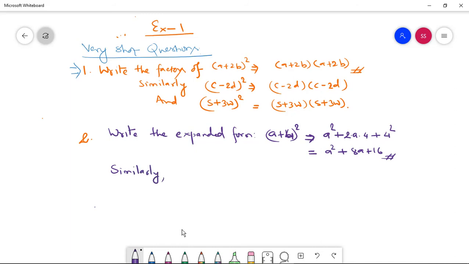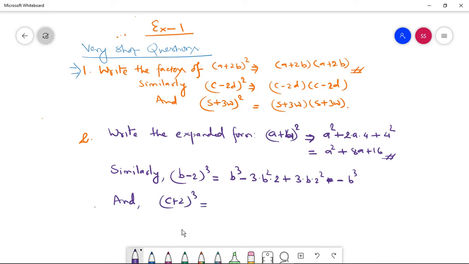Similarly, (b minus 2) whole cube is b cube minus 3 b square times 2 plus 3 b times 2 square minus 2 cube, and other terms you can multiply. And for (c plus 2) whole cube, it is c cube plus 3c square times 2 plus 3c times 2 square plus 2 cube. This is the expanded form asked in question number 2.